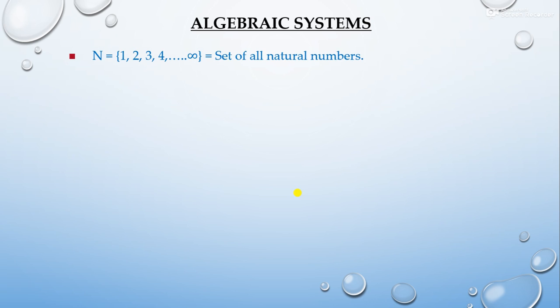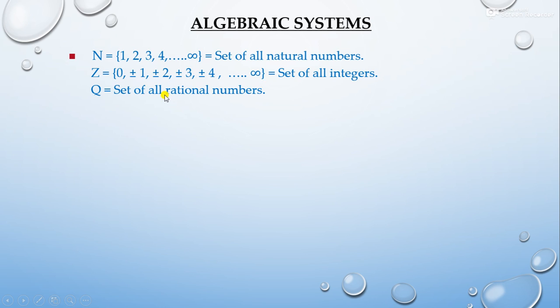Actually, we have some basic sets. The first one is the natural number set. All of you know that the natural number set has elements like 1, 2, 3, 4, and so on up to infinity. So this is the set of all natural numbers. Z is the set of all integers, like 0, plus minus 1, plus minus 2, plus minus 3, and so on up to infinity.